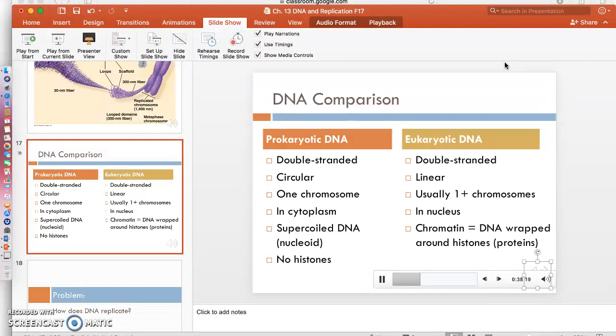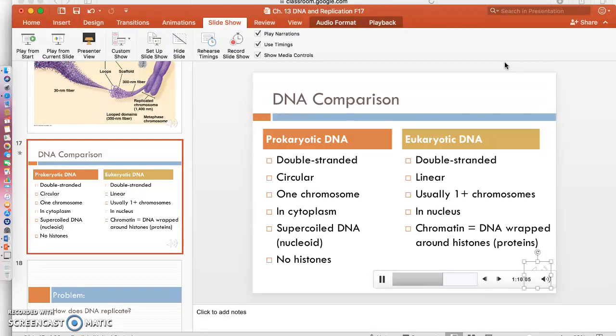Prokaryotic DNA is, because it's a single-celled organism, there's not too much room, so often you have one chromosome, and in eukaryotic cells, you have one, possibly like in a yeast cell, or many chromosomes like ours. Prokaryotic DNA, where is it located? It's in the cytoplasm or the cytosol of the cell, and then our DNA is located in our nucleus.